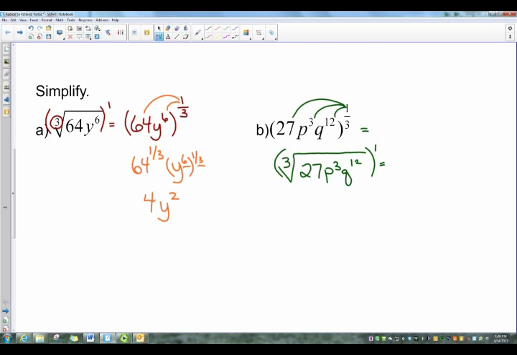So 27 to the 1/3 is 3, because 3 times 3 times 3 is 27. P to the 3rd to the 1/3, we're going to multiply those. So 3 times 1/3 is p to the 1st. And then q to the 12th to the 1/3, again, power to a power, you multiply. 12 times 1/3 is 4, so that becomes q to the 4th. There's your final answer, and you're done.